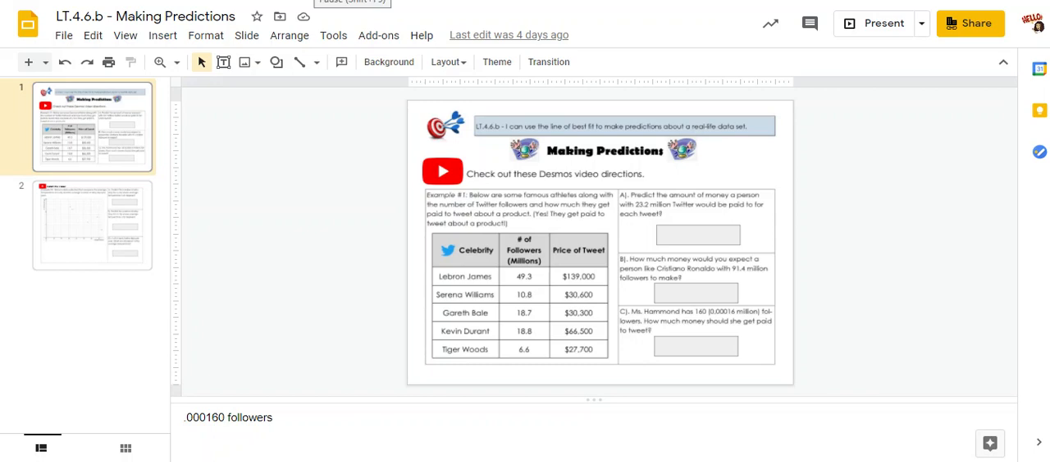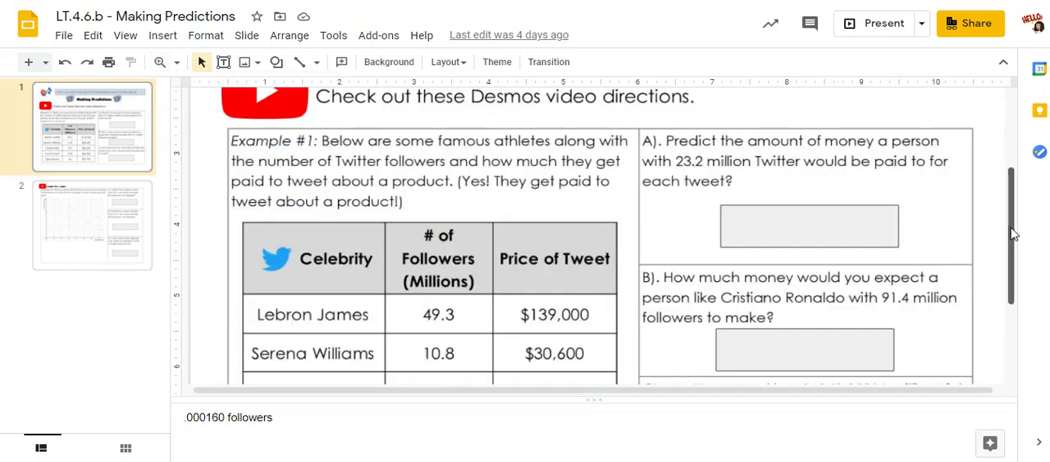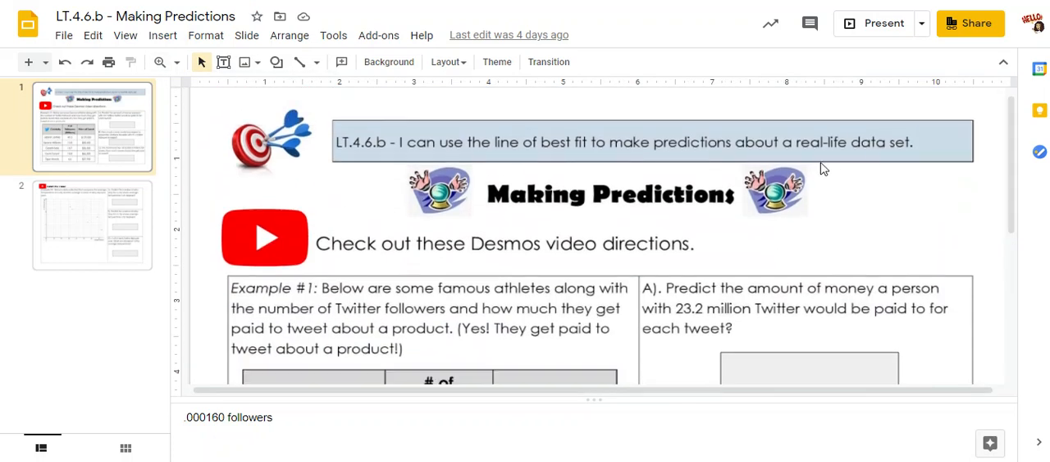So last class, we learned how to find line of best fit using Desmos by typing in all of our data and then typing in y1 tilde mx1 plus b. Today we're going to talk about how we can use this tool to actually make predictions. So our goal today is we're going to be able to make predictions about a real life data set.